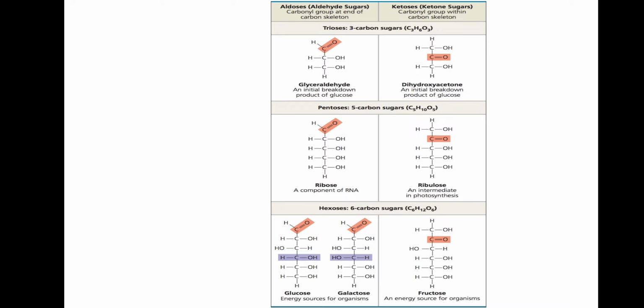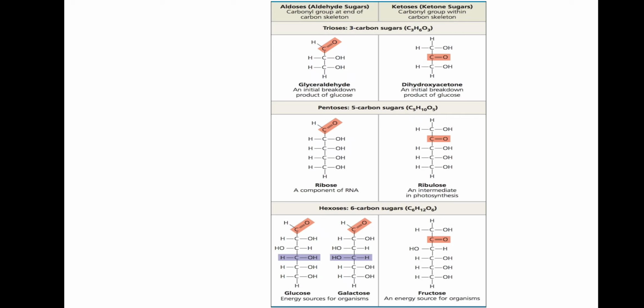So that's basically what I need you to know, and that's why it's saying an initial breakdown product of glucose. It's along the pathway of glycolysis where we break down glucose into pyruvate or lactic acid. And then note this structural difference here. We're going to talk about it later.